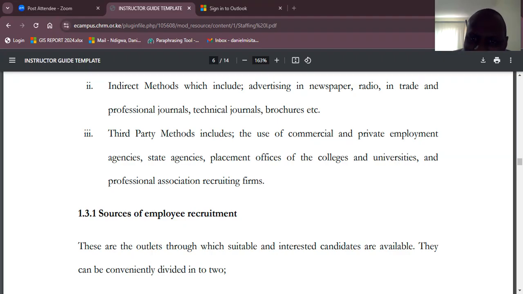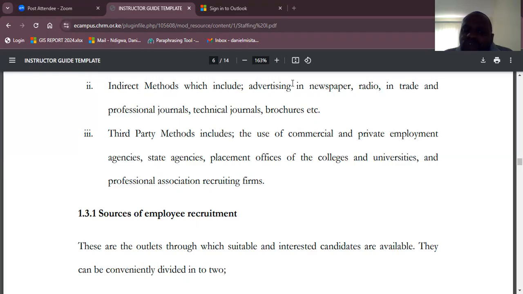I'm also not sure, but I believe in government they normally use the Public Service Commission, which is a commission that works on behalf of the government. Then we have placement offices of the colleges and universities. In every university and every college, there is a placement office. The work of a placement office is to allocate students into different organizations or institutions, maybe in terms of internship or attachment. Once you get attached to a particular organization, if they like what you do, they can retain you into internship programs, and later they can employ you into the organization.